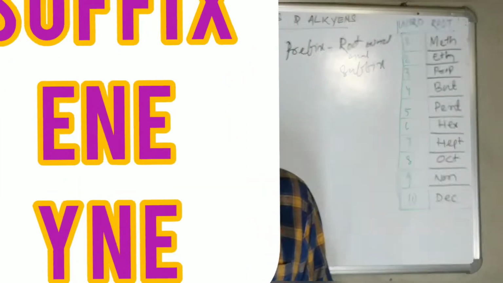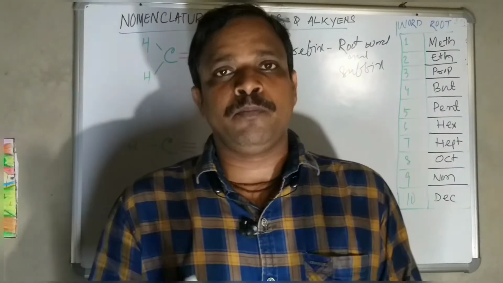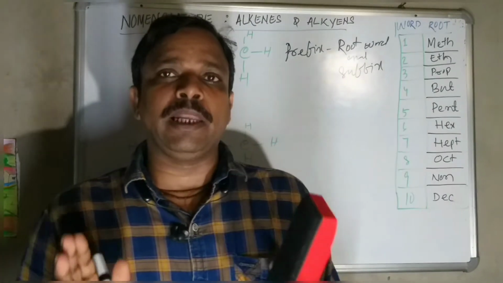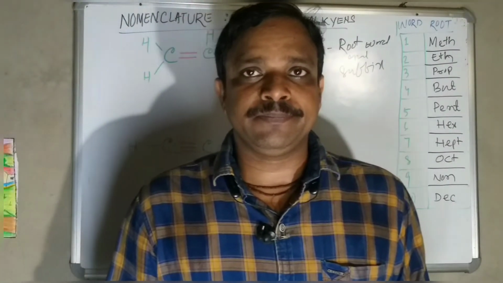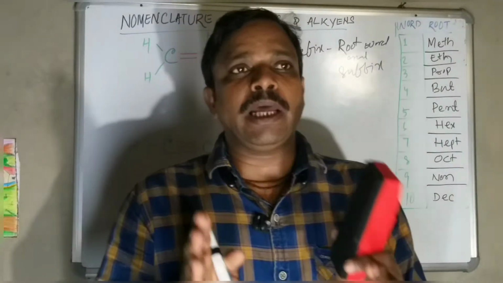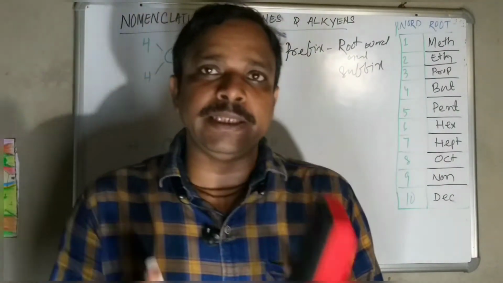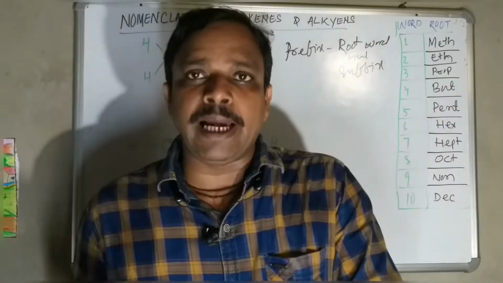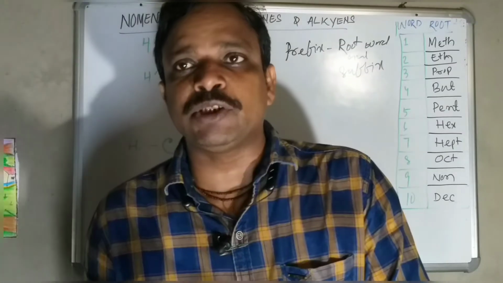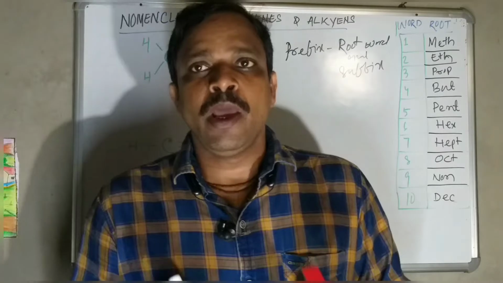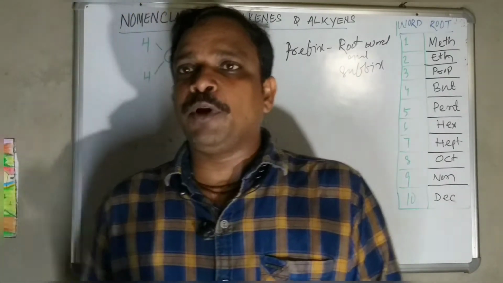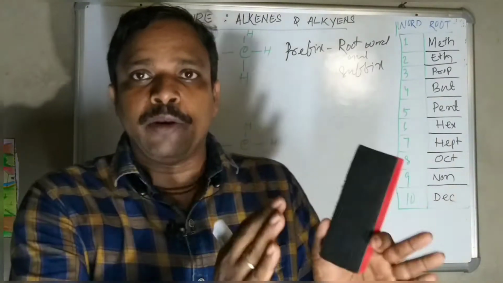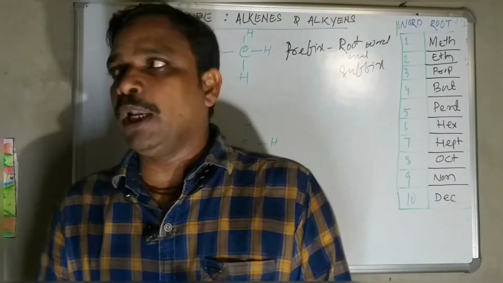In last class, we have seen the nomenclature of alkane. Let us look at the nomenclature of alkene and alkynes. Alkenes are identified by the presence of a double covalent bond, and alkynes are identified by the presence of a triple covalent bond. Now, the presence of a double bond and a triple bond are known as the functional group.